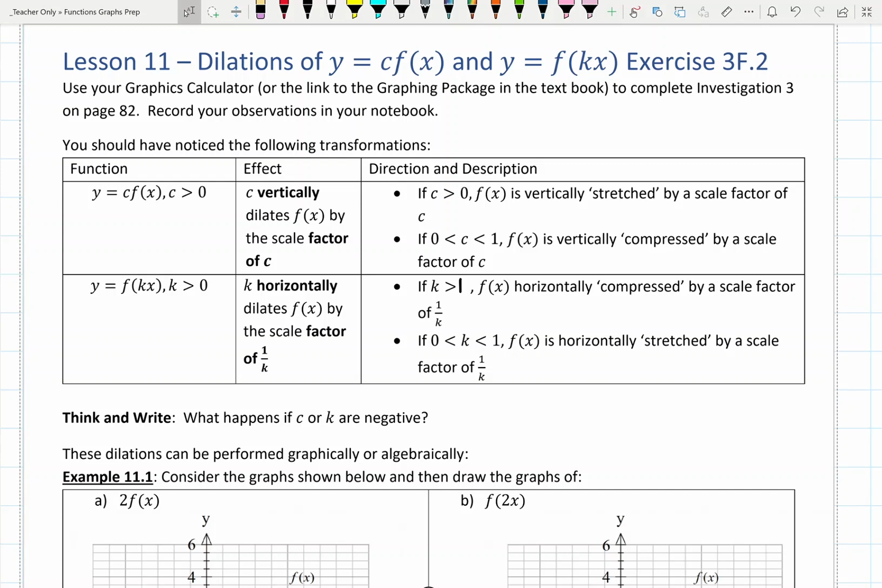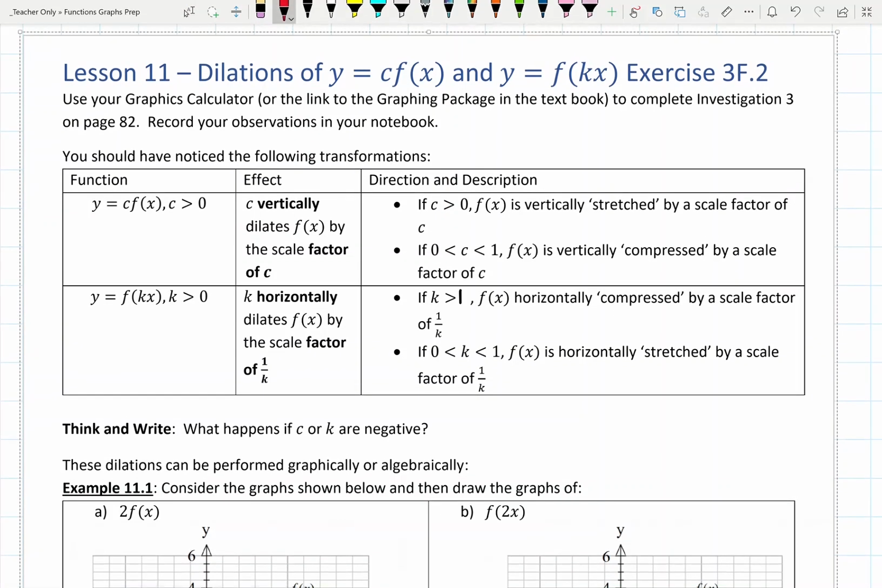In lesson 10, we had a look at translations of f of x with vertical and horizontal translations. In this next lesson, lesson 11, we're having a look at dilations. And dilation is the mathematical word for stretching. So if we are stretching our function, it's called a dilation. We can stretch it in two directions, just like we can translate it in two directions, either vertically or horizontally.